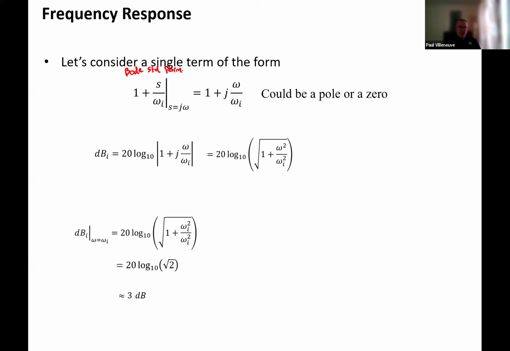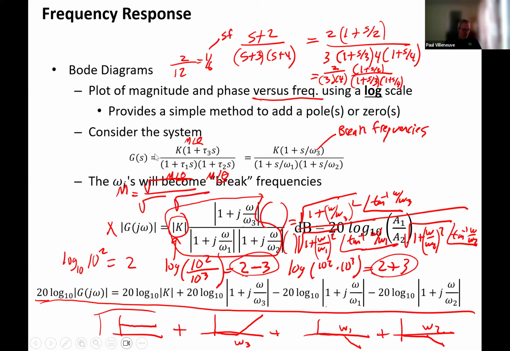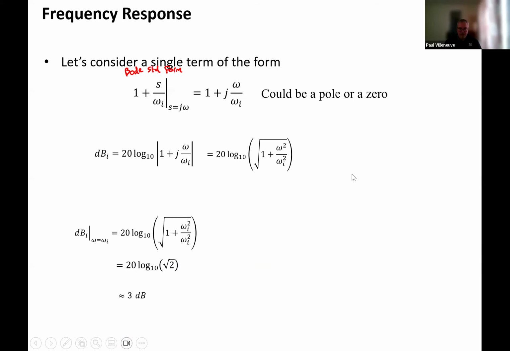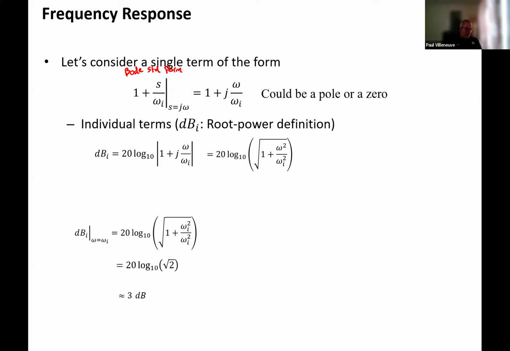So now we substitute in j omega for our s term, and now we're ready to start actually doing some calculations. So our dB calculation is 20 log 10 of the magnitude, right? So the magnitude of 1 plus j times omega over omega sub i, which is equal to 20 log 10 of the square root of 1 plus omega squared divided by omega sub i squared. I think I may have forgotten the square root term here. Oh no, I did have a square root term. I just included it all there. So yes, I'm good. That was consistent. So now I have my individual term where I have this value over here.